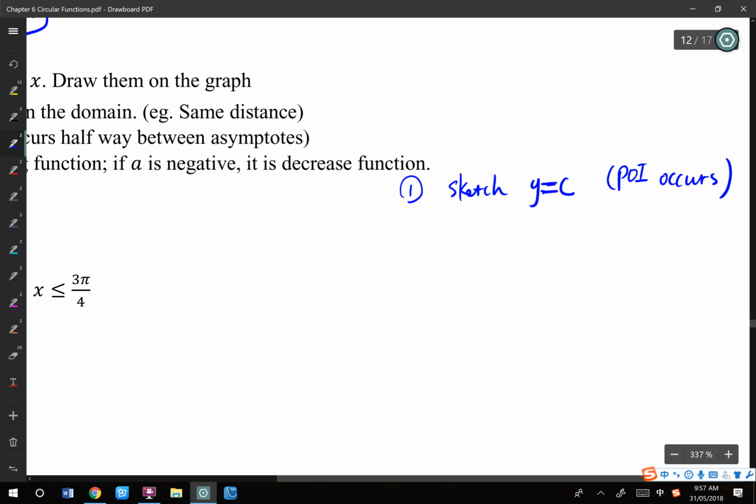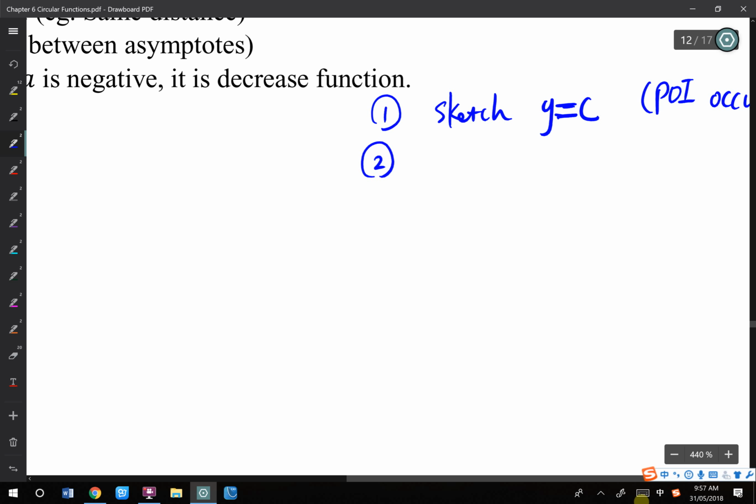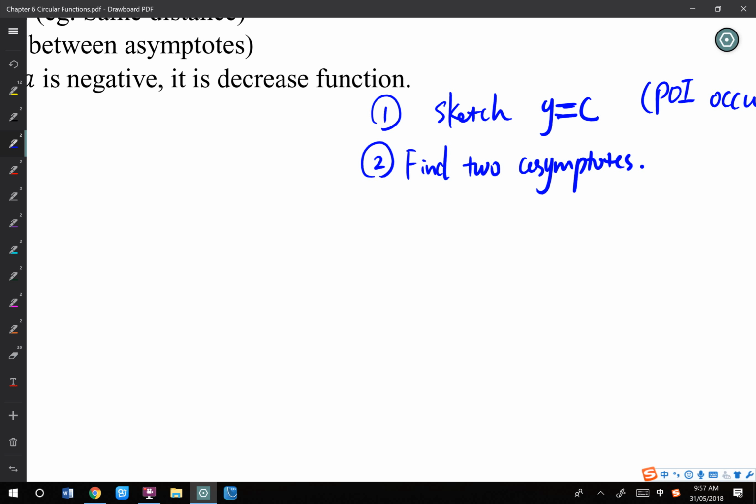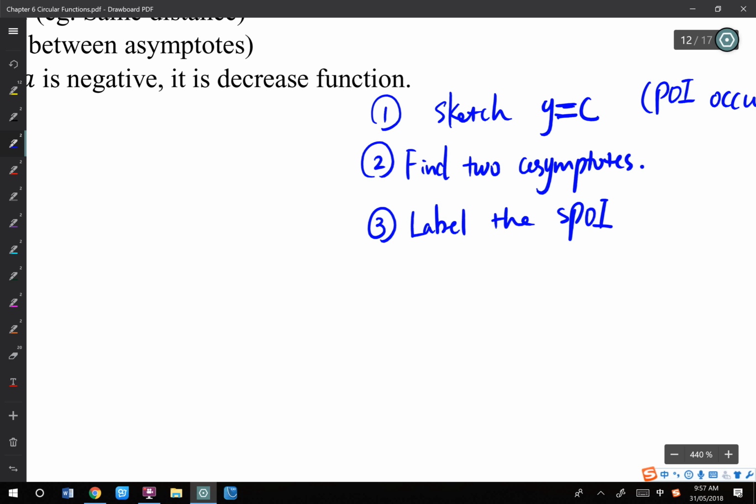That's where the point of inflection occurs. Okay, so that's the point. Second, find the 2 asymptotes first. I'll tell you how to find it later, but that's the second step. Number 3, label the point of inflection, halfway between the asymptotes. So label the point of inflection.